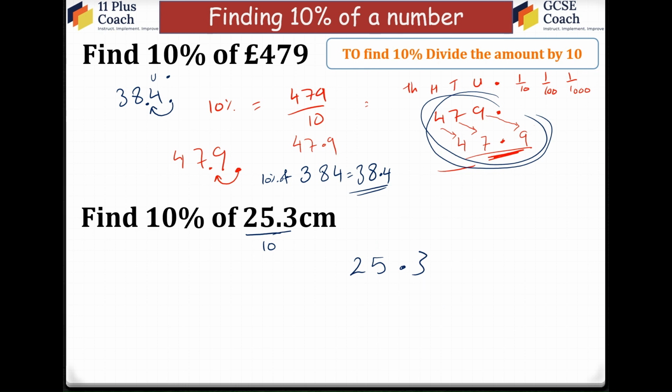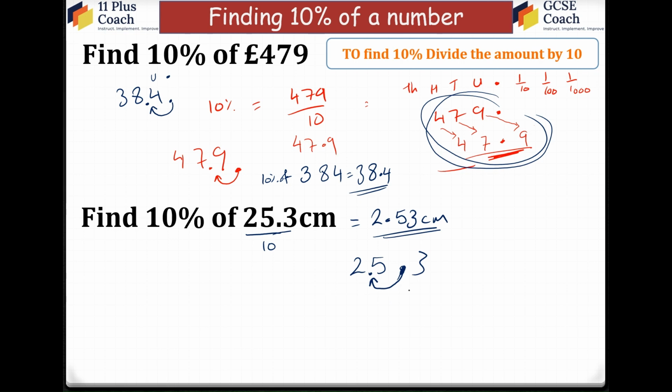And the seeming effect of that will be that the decimal point will move one place to the left. So over here, it will end up over there. It will go from there and it'll become 2.53. So 10% of 25.3 is equal to 2.53 centimeters. And I found moving this decimal point with the arrows actually makes life easier.